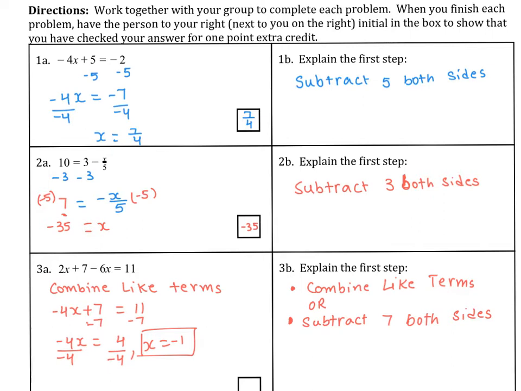Number 3a, 2x plus 7 minus 6x equals 11. You can combine the two like terms as a first step, which means that 2x minus 6x is negative 4x plus 7 equals 11. Now you're going to subtract 7 on both sides, so you get negative 4x equals 4. And when you divide negative 4 on both sides, this would cancel. The x is by itself, and 4 divided by negative 4 is negative 1. So in this case, your first step could be combine the like terms, or you can subtract 7 on both sides as your first step.